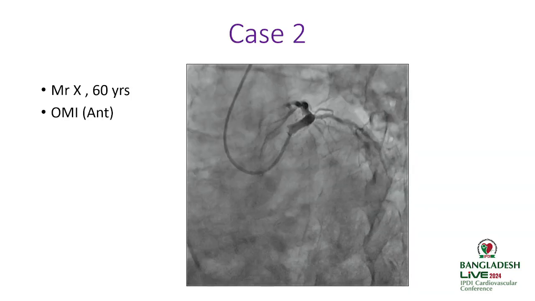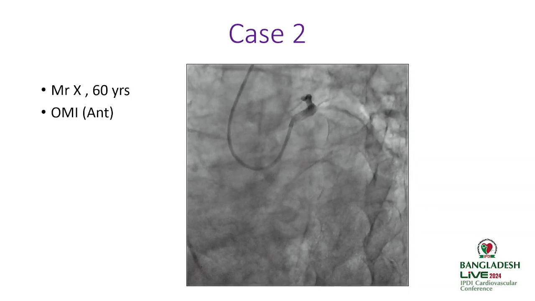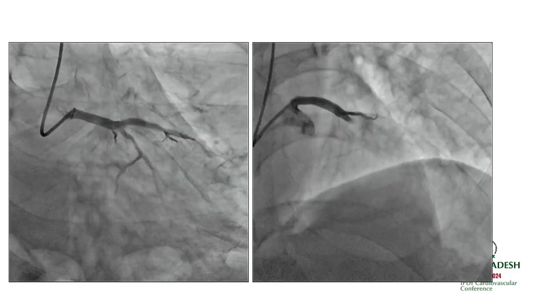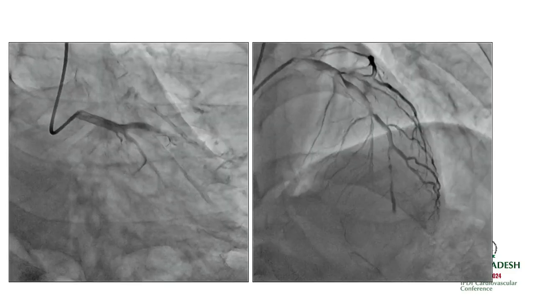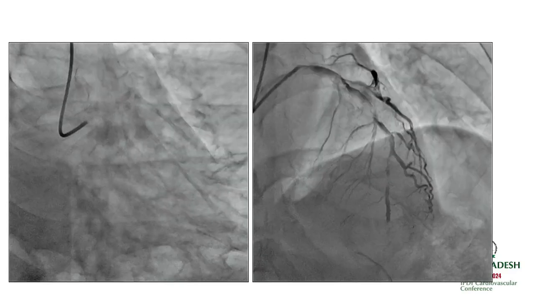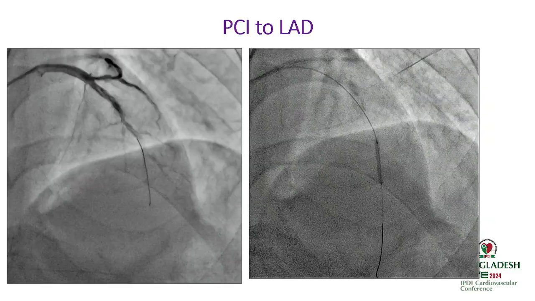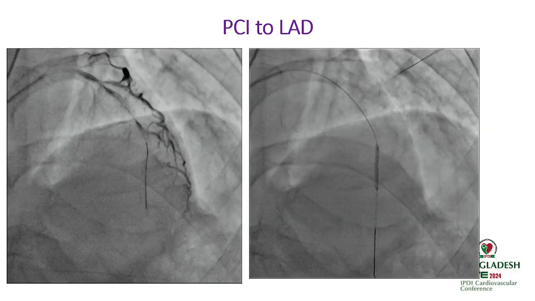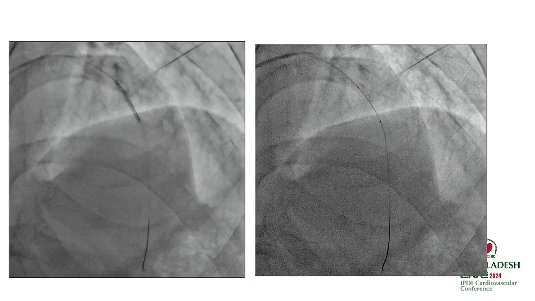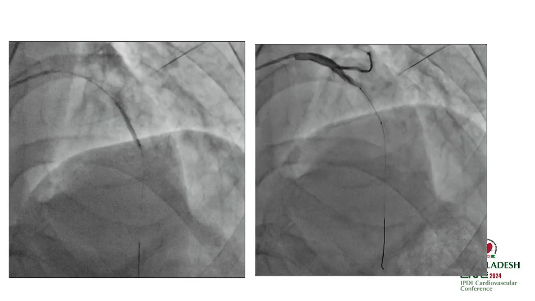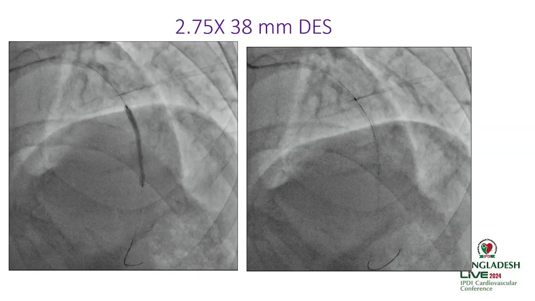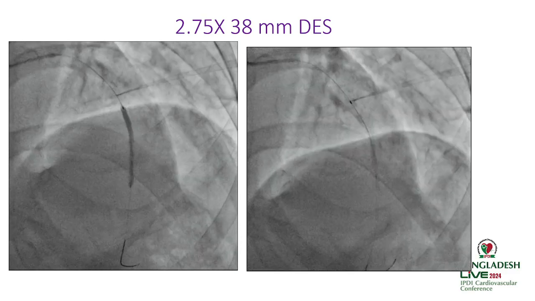Now my second case, Mr. X, 60 years old, anterior. The CAG shows there is some intermediate lesion in the LCX, and the LAD is diseased, with some tight stenosis in the proximal part, and the distal LAD is diffusely diseased. We had the plan for PCI to the LAD. We wired the LAD and pre-dilated with a 2.2 into 12 millimeter balloon. So we did the pre-dilation. Things were going well. Then we stented the LAD in the distal part with a 2.75 into 38 millimeter drug-eluting stent.